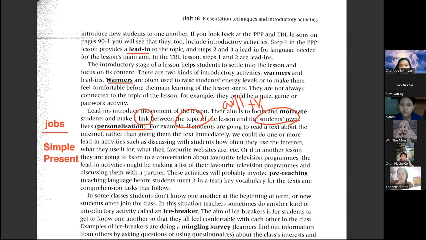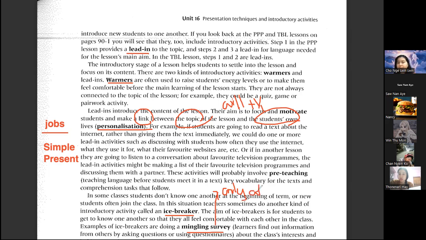Okay, and then icebreaker, we have already talked about that. Mingling survey. So how do you understand the word mingling survey? Mingling survey. It's a kind of classroom activity. And on the first day of the class, we have to write down the questions that we want to ask another student, and then we have to ask the students within a limited time, like many students.